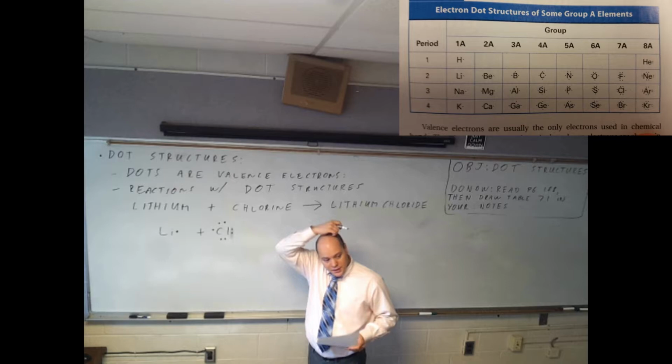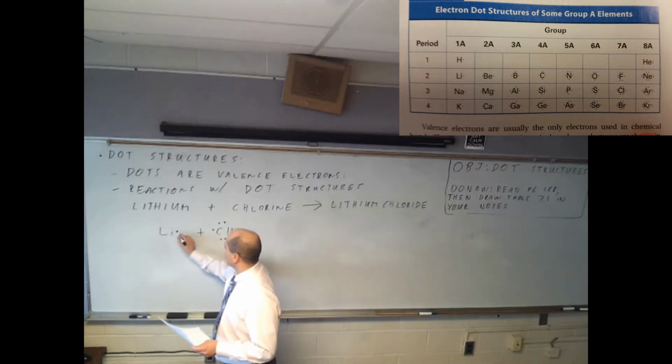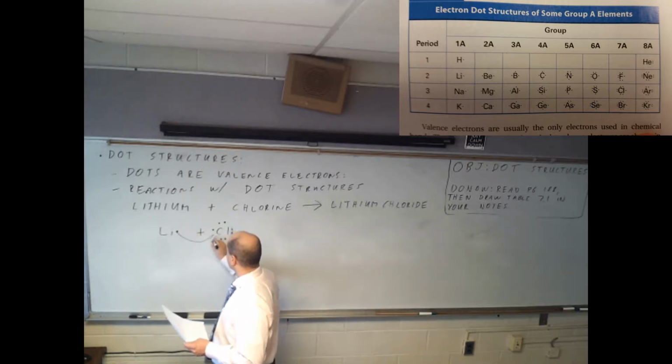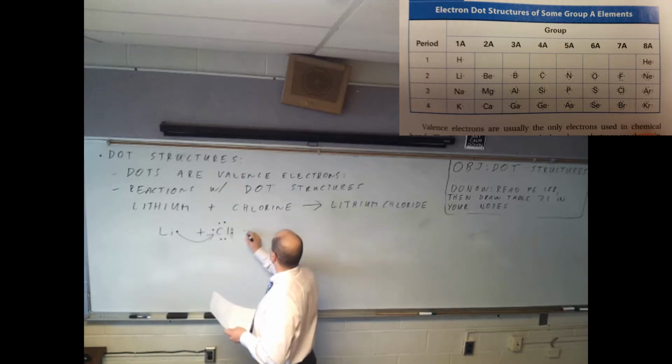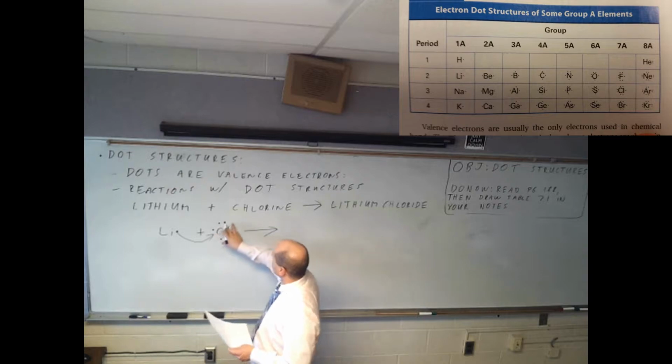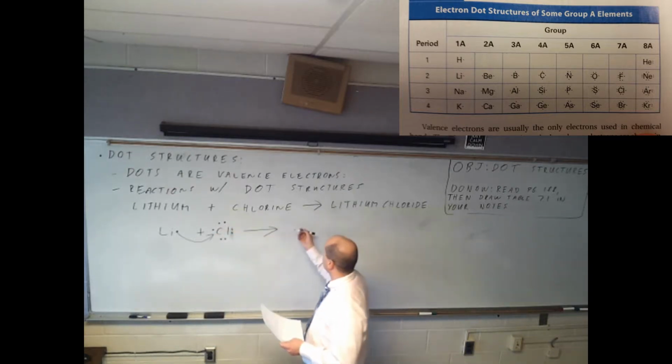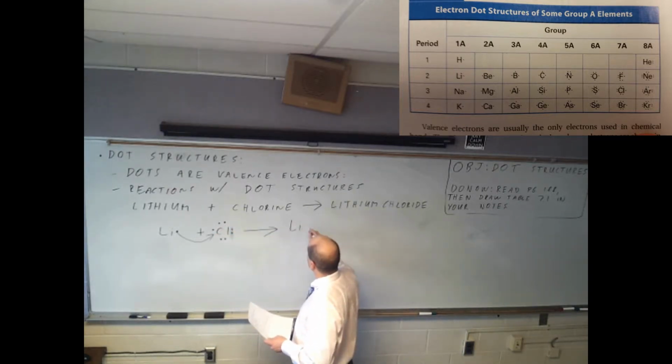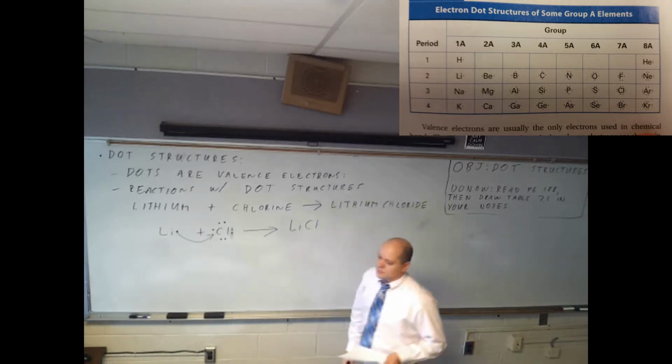All right, so when these two react, what's going to happen is this little electron from lithium is going to leave, is going to get taken away by chlorine. And then we're going to end up with basically a lithium with a positive charge, a chlorine with a negative charge, and so they're going to stick to each other because they have opposite charges. It's going to form lithium chloride.